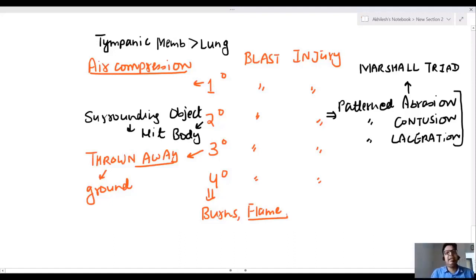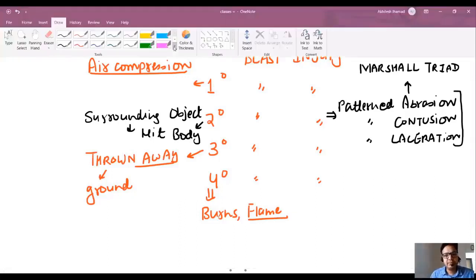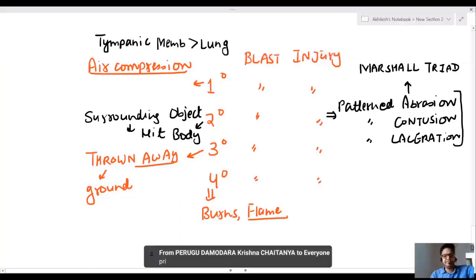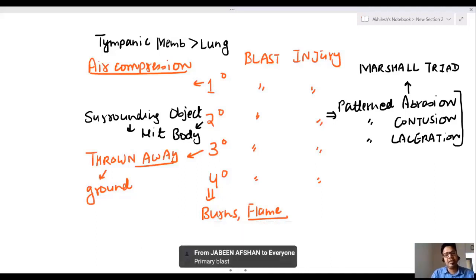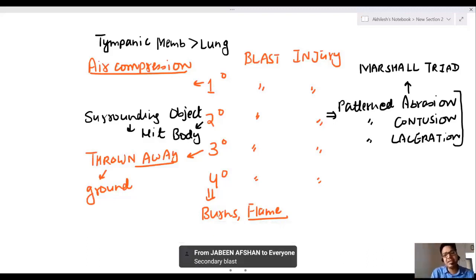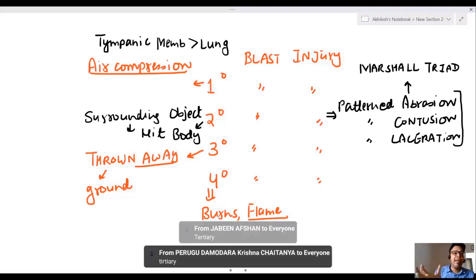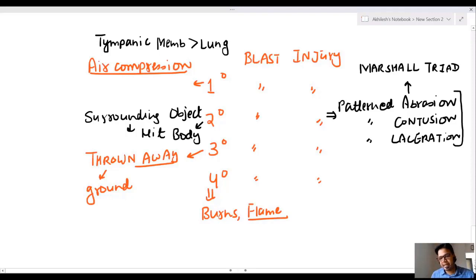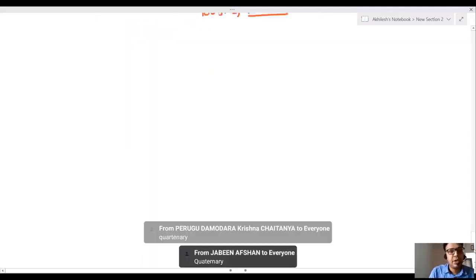Air compression, surrounding air leads, I ask you a question: air compression leads to which injury of the organ? Primary blast or secondary blast? Primary blast. Marshall's triad, because of object hitting you, is seen in which injury? Secondary blast. You are in air and then you hit the ground, which injury is this? Tertiary blast. And Dr. Saab, flame and burn causing injury in your body, what is the name of that injury? Yes, it is quaternary blast. Very good. So these are the types of injury.